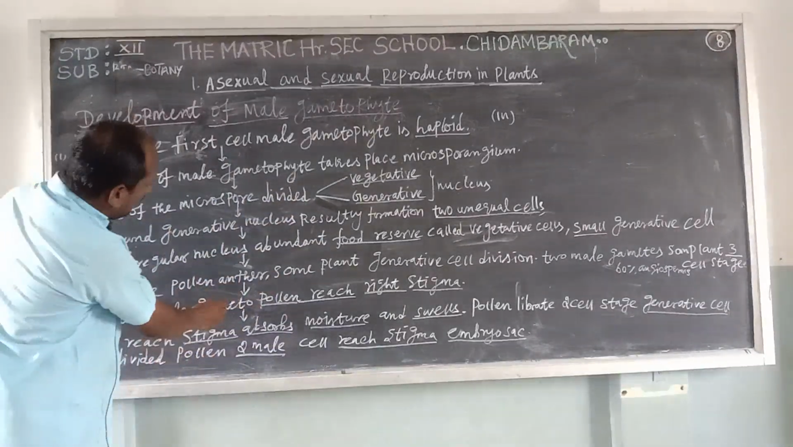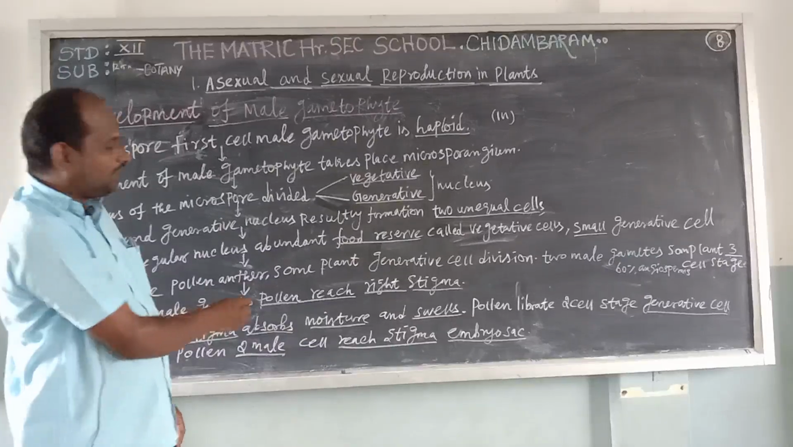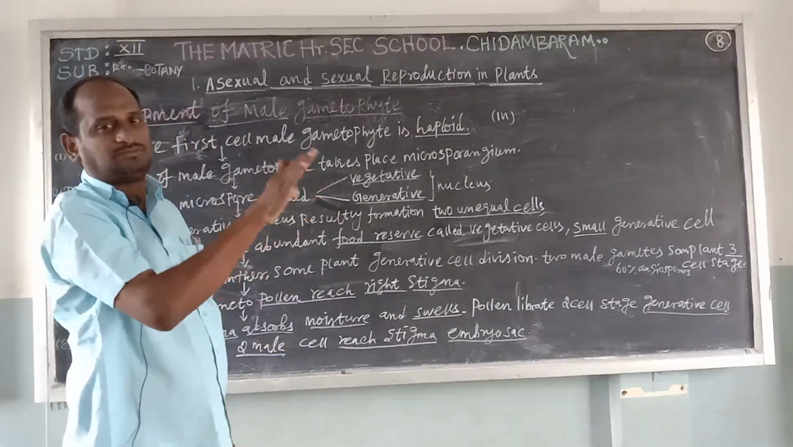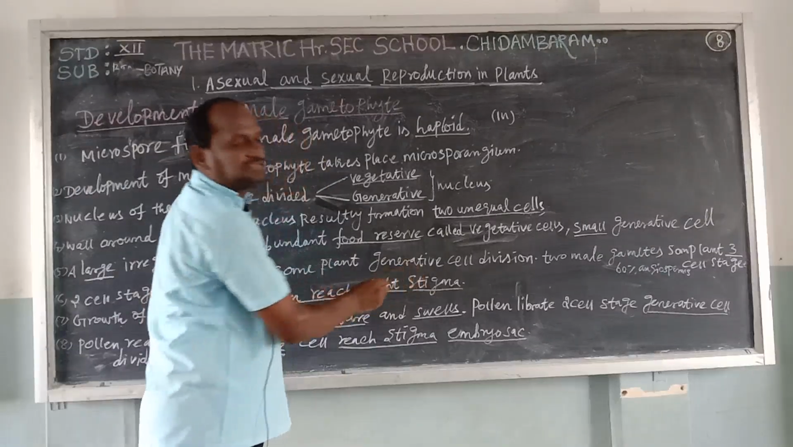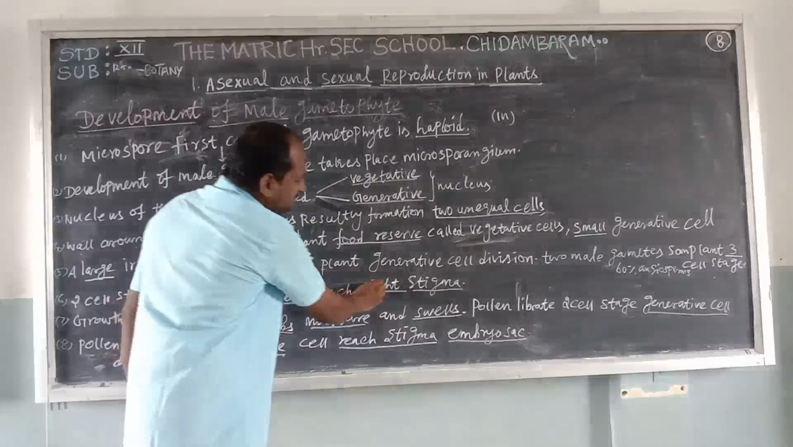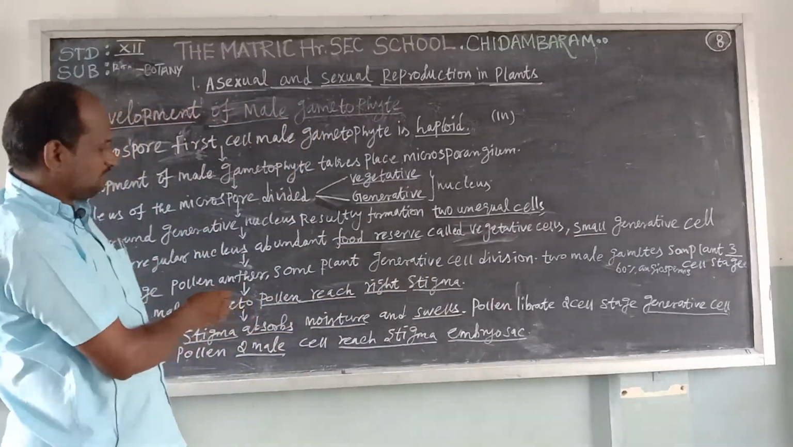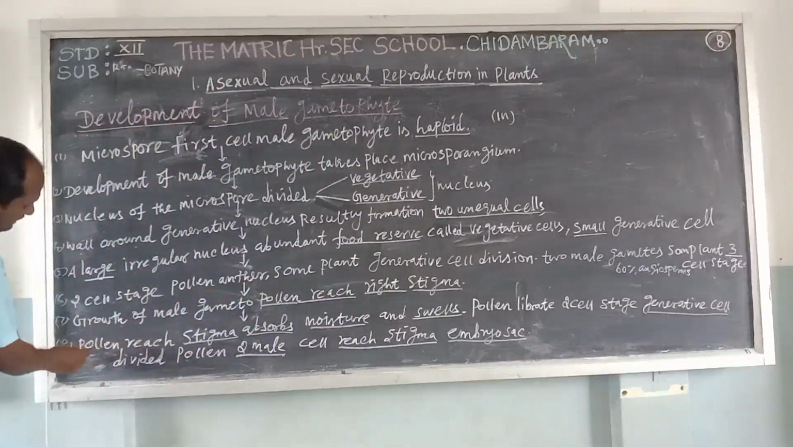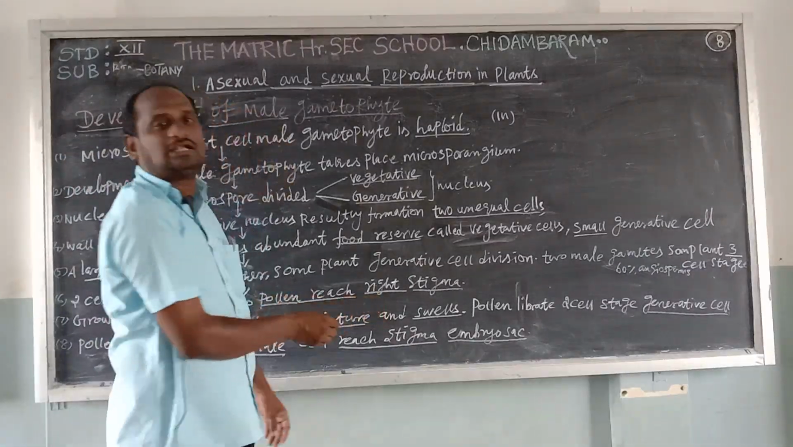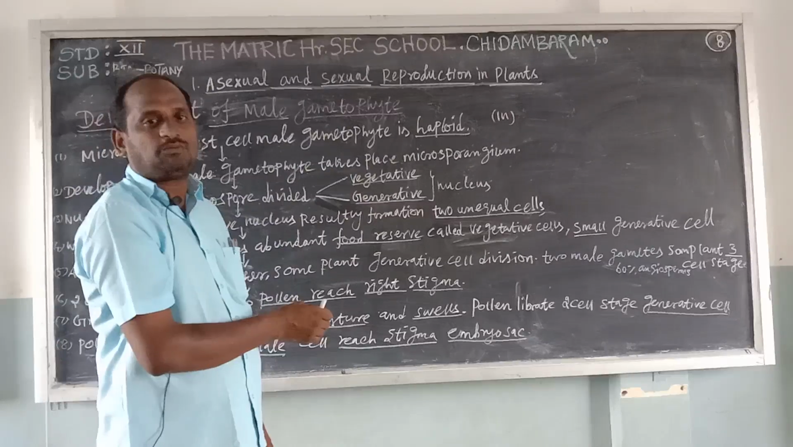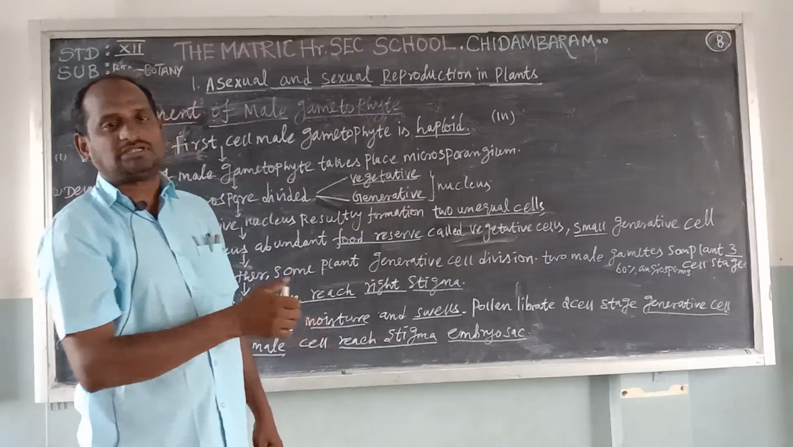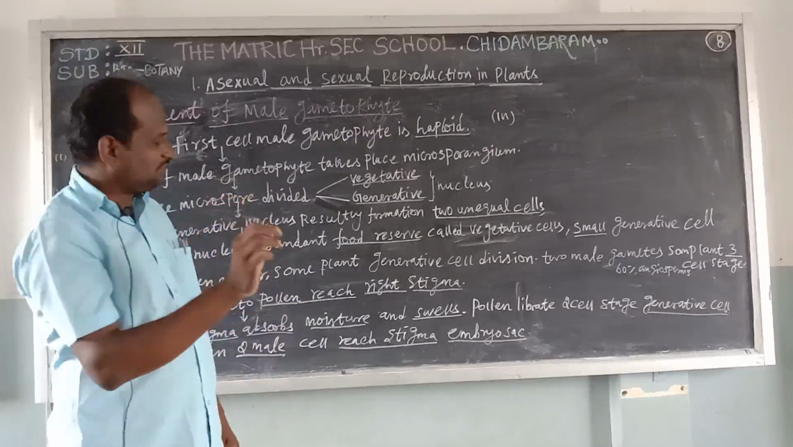Finally, the pollen reaches the right stigma. Pollen means the male gametophyte, and stigma is the female part of the gynoecium. Next stage, when the pollen reaches the stigma, it absorbs moisture and swells.